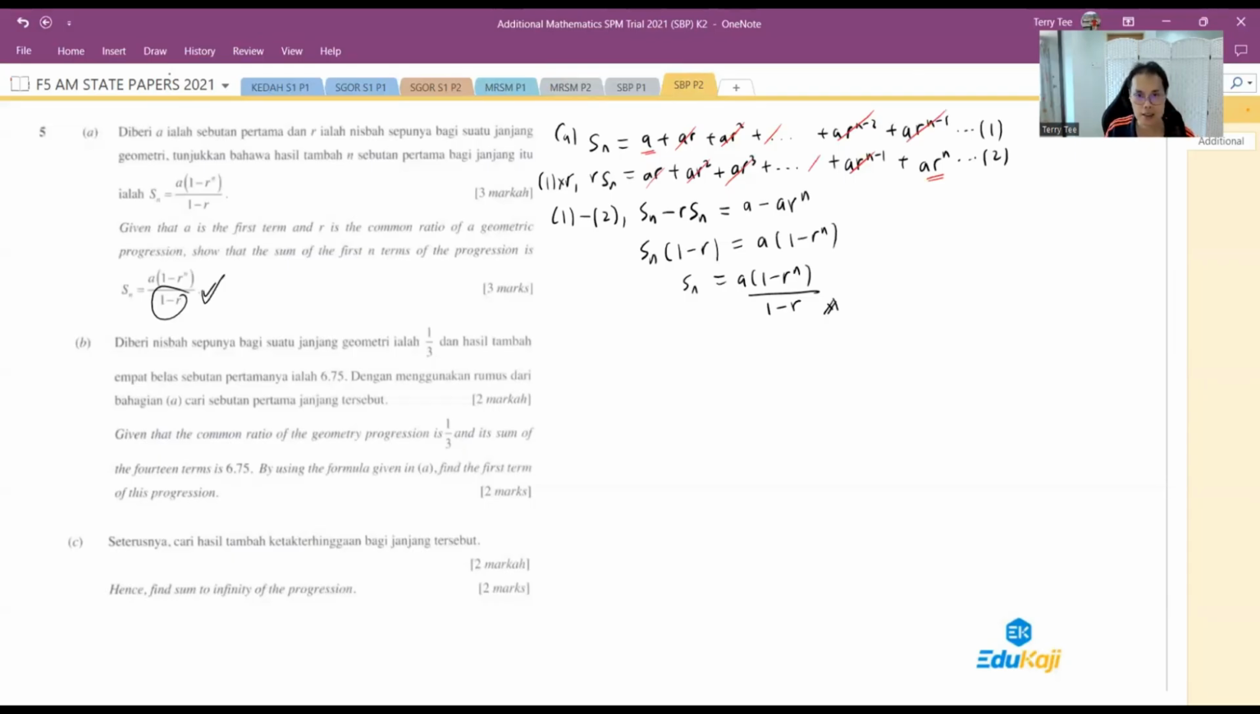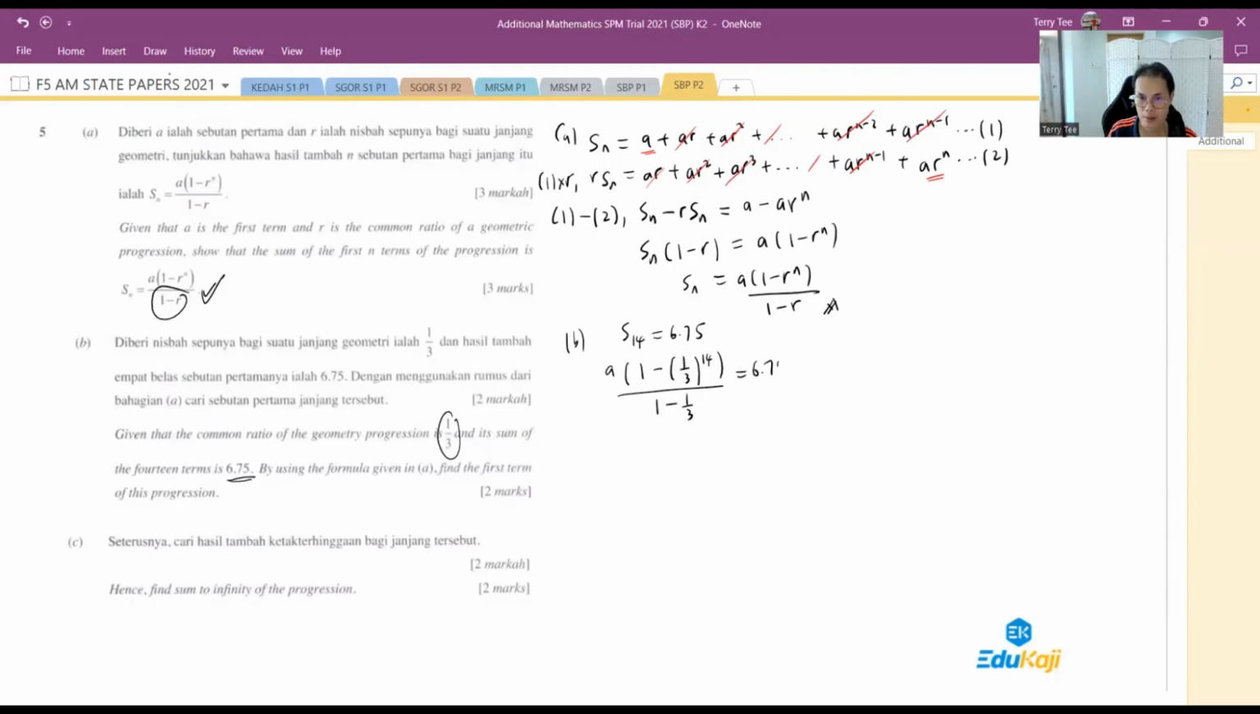Okay, next. Part B. Given that the common ratio of this geometric progression is 1/3 and the sum of the first 14 terms is 6.75, using the formula given, find the first term of the progression. Okay, so I know my S_14 is 6.75. My A is an unknown. My R is 1/3. So I substitute 14 inside, divide by 1 minus 1/3.